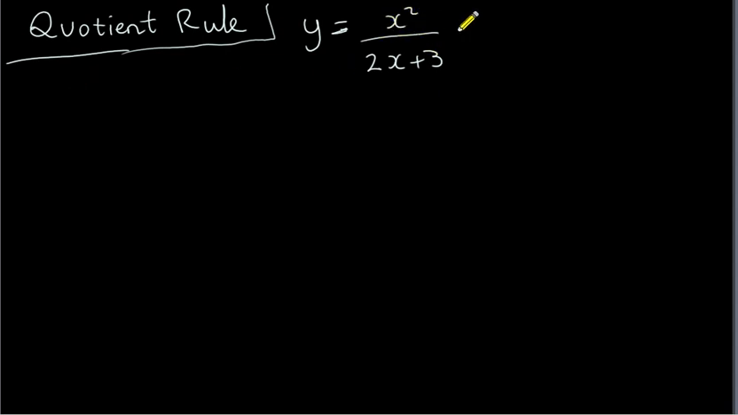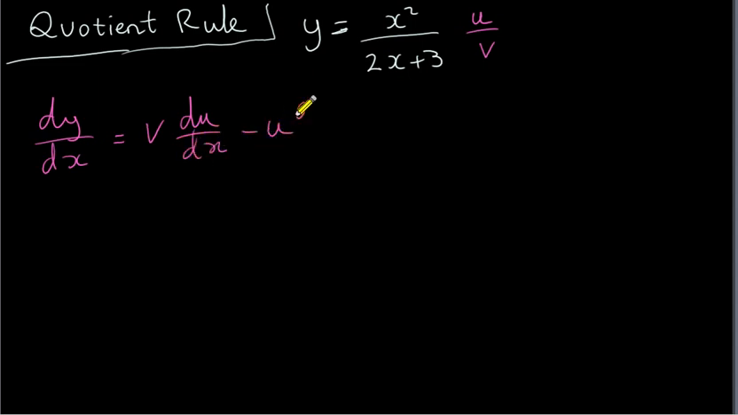The function on top, or the numerator, is called u, and the denominator is called v. Now what we call u and v is important here. We must call the numerator u, and we must call the denominator v. Because when we're dividing, the order of division matters, of course. We can't say u over v equals v over u. Anyway, I'll just state the quotient rule. dy dx equals v du dx minus u times dv dx, whole lot divided by v squared.